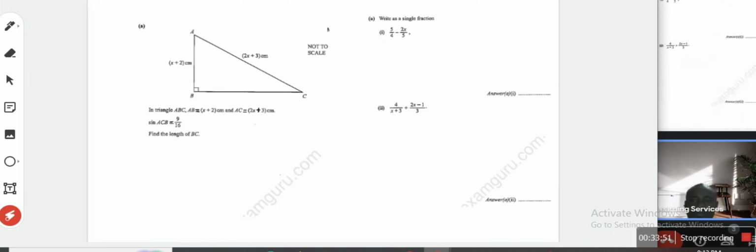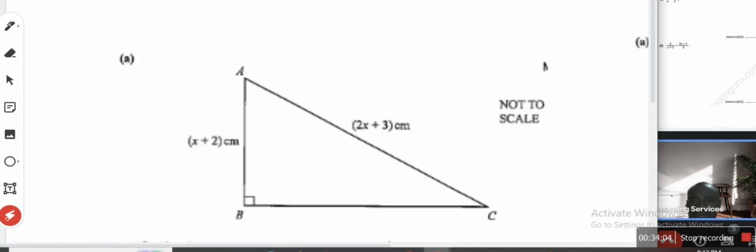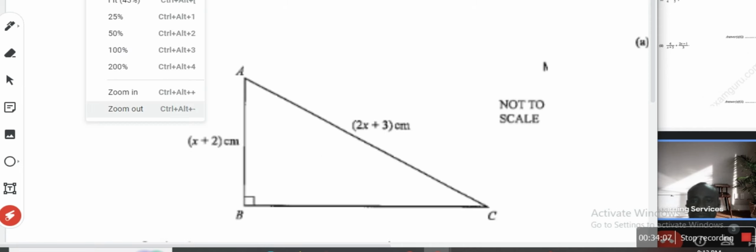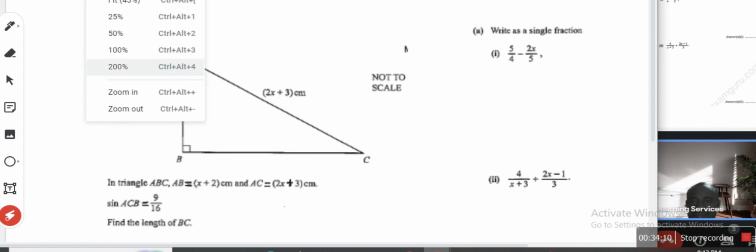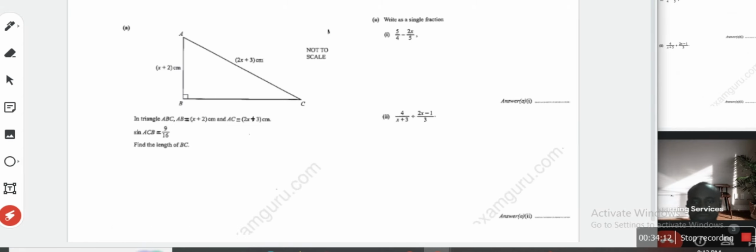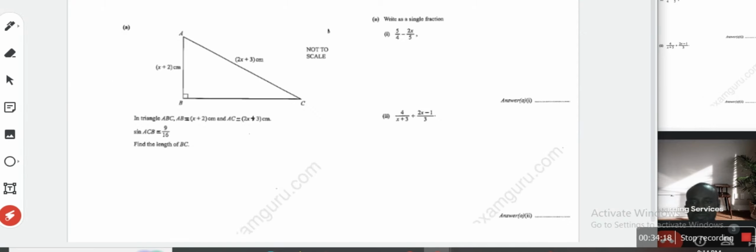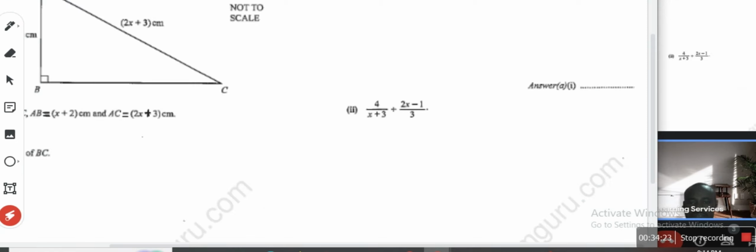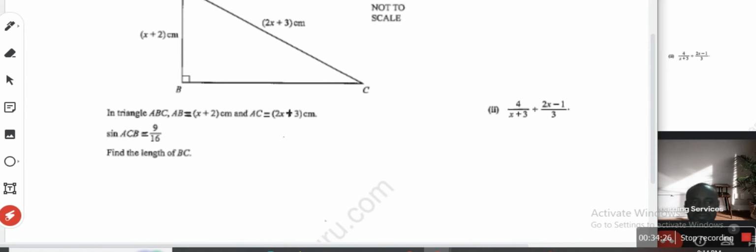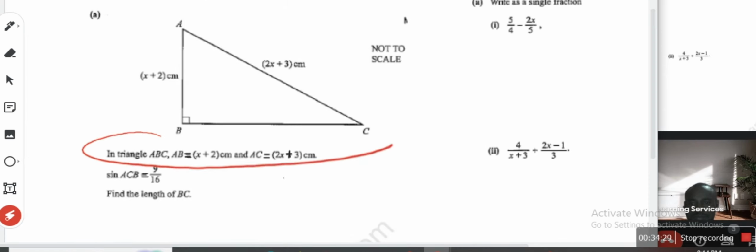Look at this. It's not this page. Yeah, you're right. That's the page. Page 2 of 20. This question. What do you do? The question itself says, so I'm going to use Pythagoras.